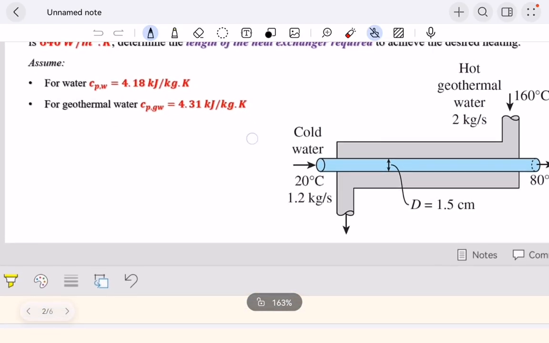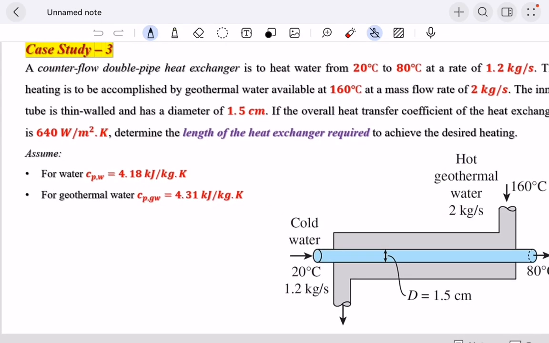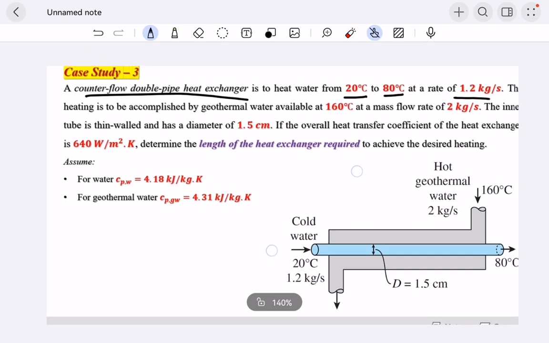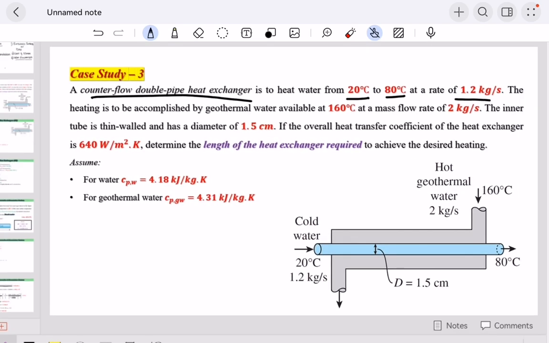So let's see the problem. What is the given problem? The problem says, this is from heat exchangers by the way, a counterflow double pipe heat exchanger is to heat water from 20 degrees to 80 degrees at the rate of 1.2 kilogram per second. The heating is to be accomplished by geothermal water at 160 degrees Celsius, mass flow rate of 2 kg per second. The inner tube is thin walled and has a diameter of 1.5. The overall heat exchange coefficient is 640 watt per meter square Kelvin. We need to find the length.